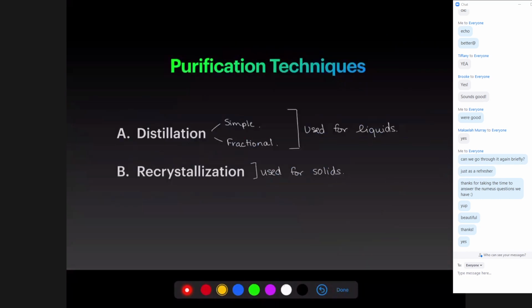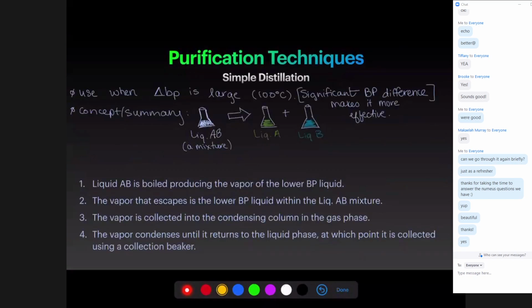Okay, let's keep going. So now we're going to move on to purification techniques. We're going to go over distillation and recrystallization. Distillation is usually used for liquids. We have simple distillation, which is simple, and then we have fractional distillation, which is a little more complicated. Recrystallization is usually only used for purifying solids.